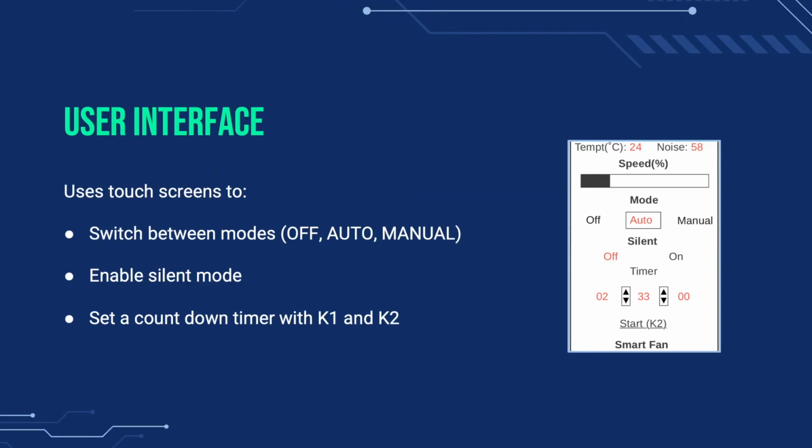So this is the user interface. Our LCD display is touch enabled, which users can touch to switch between modes, which are off mode, auto mode, and also manual mode. It can also enable silent mode in auto, in which the sound sensor will detect the environmental noises automatically and adjust the fan blade speed according to the sensor data. And the users can also set a countdown timer with K1, K2 if they want the smart fan to blow for a specific duration.